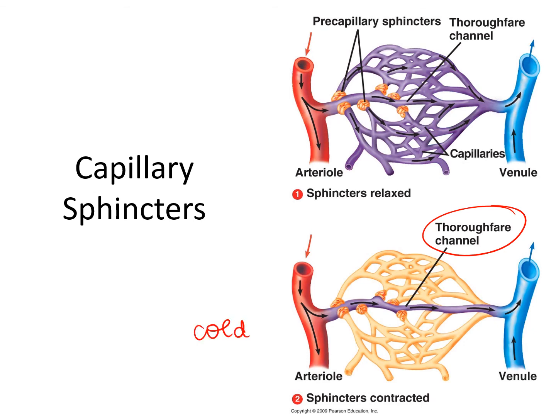That's because cold temperatures will cause those sphincters to contract, and blood will then be shunted directly from arteriole to venule. Warm temperatures do what we see in the top picture: they open up those sphincters and allow for great blood flow and exchange among those capillaries and surrounding cells and tissues.